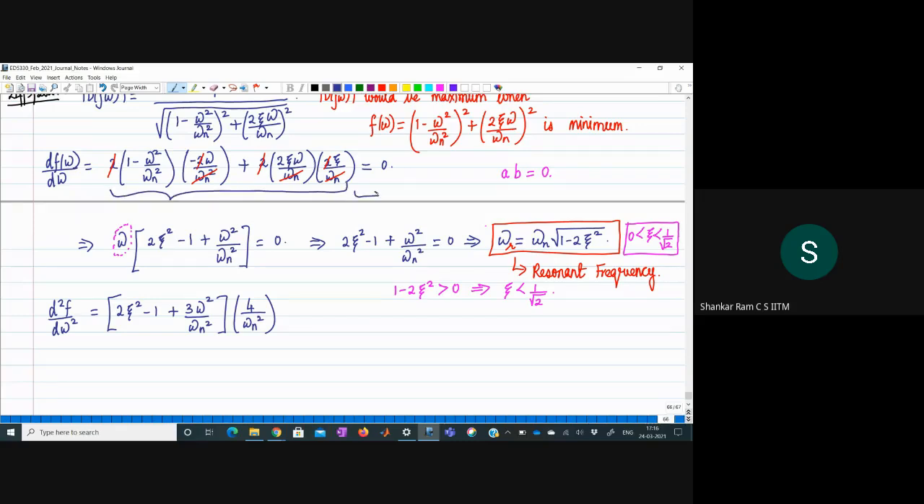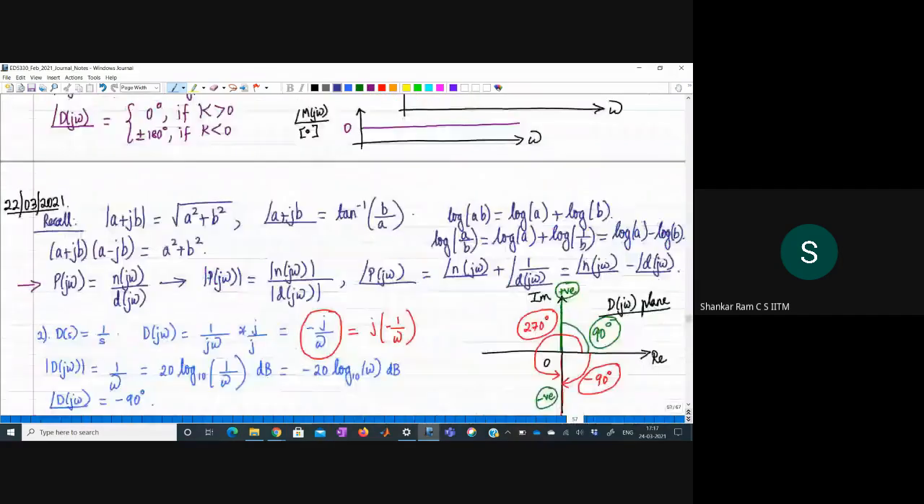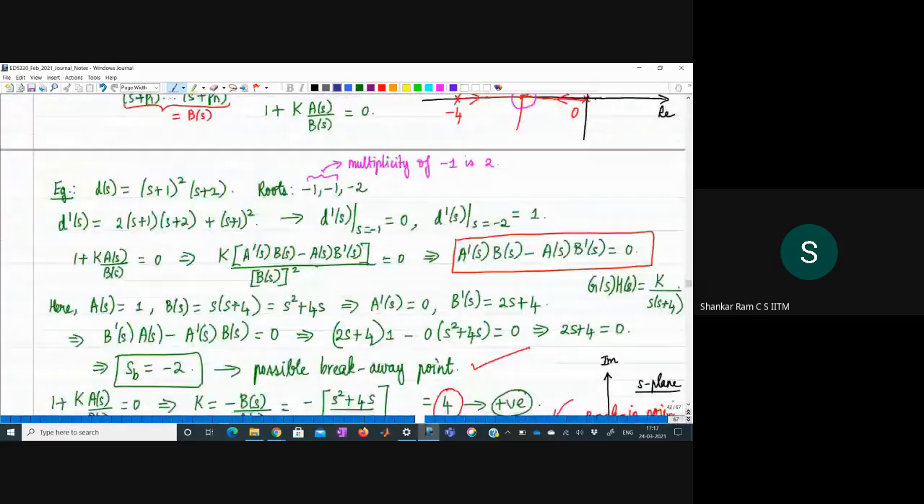Okay. So instead of cancelling, if we simplify this, this is nothing but 2 zeta squared minus 1 times omega plus omega cubed by omega n squared, and the whole thing is multiplied by 4 by omega n squared. So we are just differentiating it once again with respect to omega. So that's how we get this. All right. So we can immediately observe that if we substitute omega to be omega r, which is omega n times square root of 1 minus 2 zeta squared, because we are evaluating the second derivative, what do we get? We get, sorry, why is this happening?